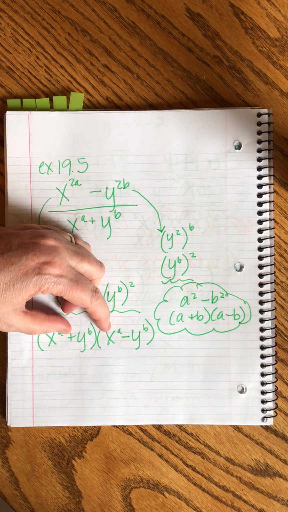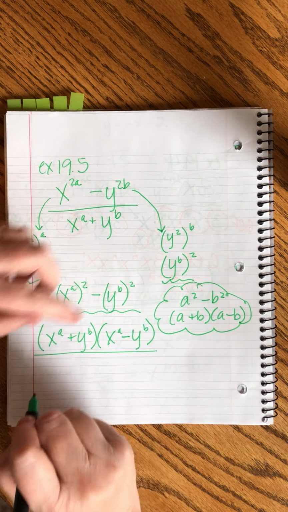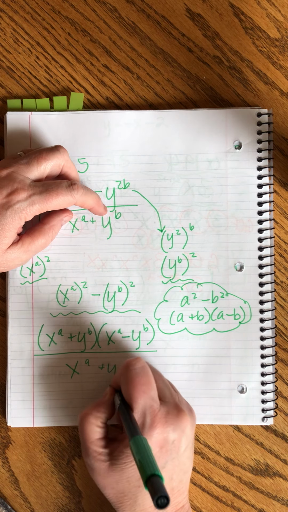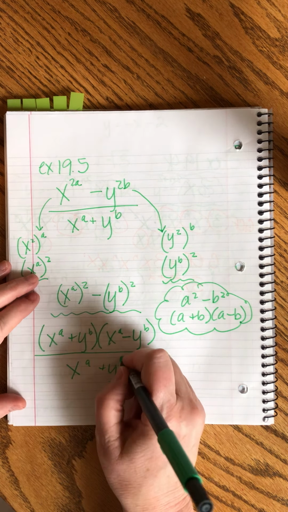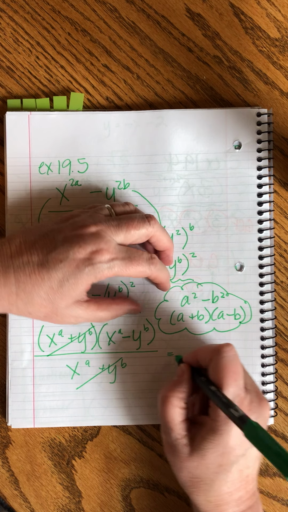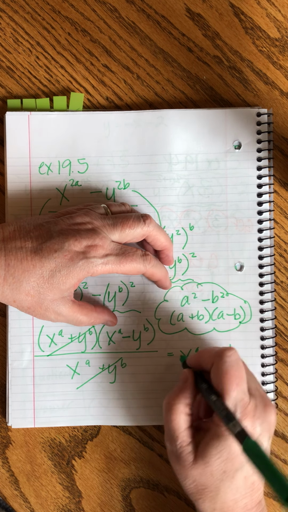So now I have all of this, right? This is my reshaped numerator. Let's put it over my denominator and look at what happy thing happens. Cancels out part of the numerator. So our final answer is x to the a minus y to the b. That's it.